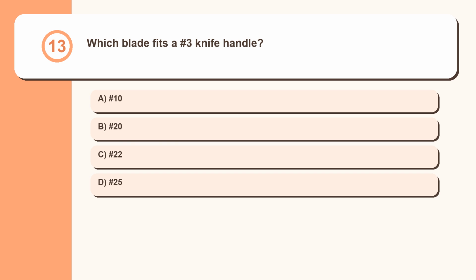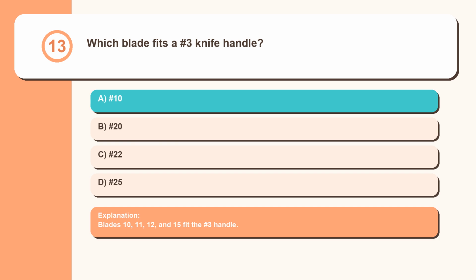Question 13. Which blade fits a number 3 knife handle? Number 10, number 20, number 22, number 25. Blades 10, 11, 12, and 15 fit the number 3 handle.